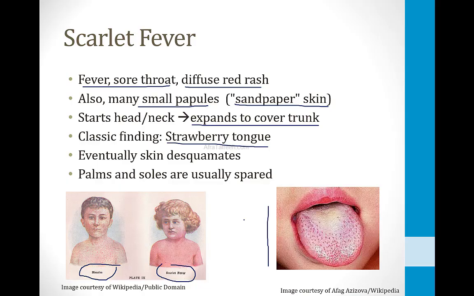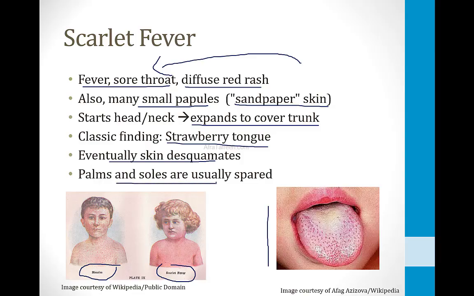In real life, it can be difficult to tell scarlet fever apart from Kawasaki disease, but for purposes of a board question, always look for the presence of a sore throat, and that will tell you that you're dealing with a child with scarlet fever and not one who has Kawasaki disease. In scarlet fever, the skin eventually desquamates, and importantly, the palms and soles are usually spared by the rash.